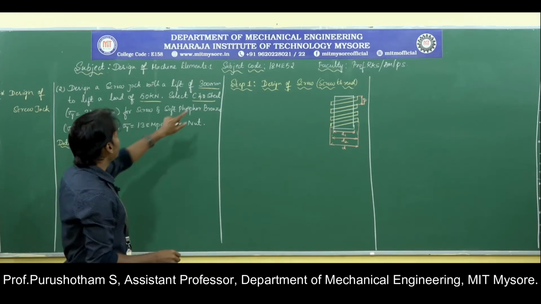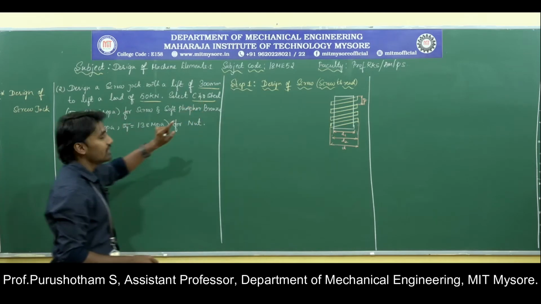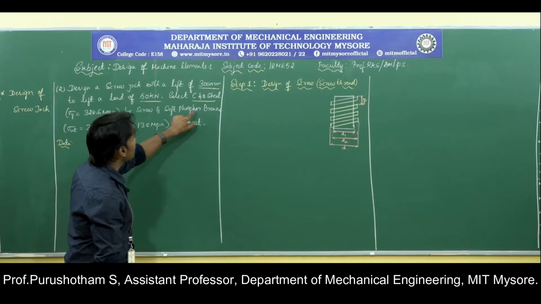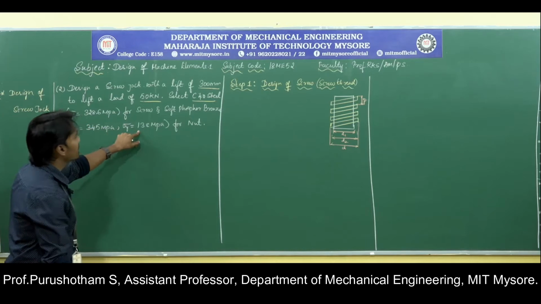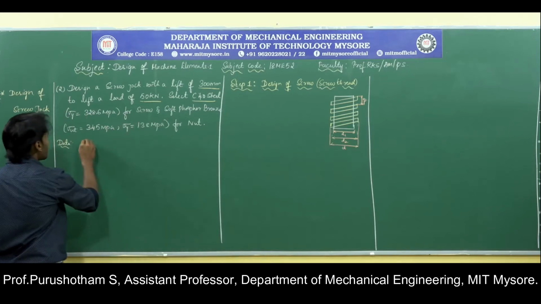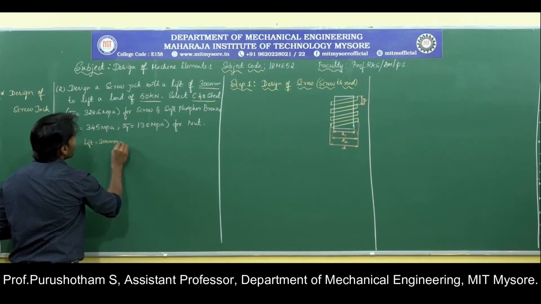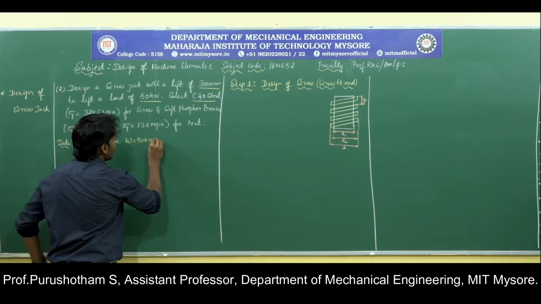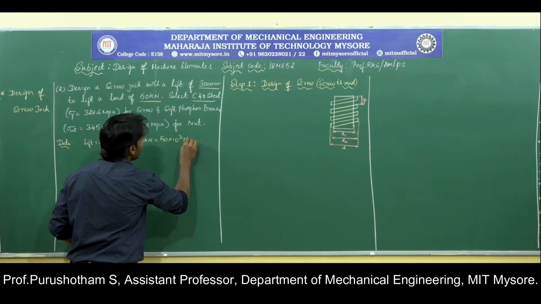Then they have given the material for the screw as well as the nut. The material for the screw is C40 steel, for which the strength property is given. For the nut material, which is soft phosphorus bronze, the respective ultimate stress as well as the yield stress is given. So what is given? The lift: the load has to be lifted for a height of 300 millimeter. Then the load is 50 kilonewton. I am going to convert it into Newton, that is 50 into 10 power 3 Newton.